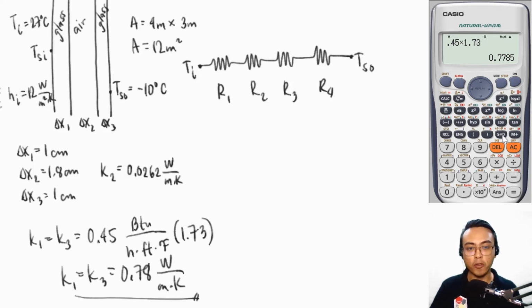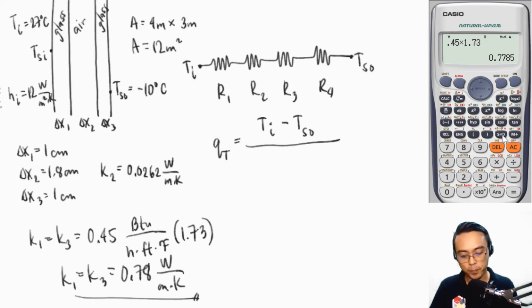If we write our overall rate of heat transfer, that is Q sub T, is equal to inside temperature Ti minus outside surface temperature Tso all over the sum of the resistances. That's R1 plus R2 plus R3 plus R4. Okay? Summation of the resistances. In the problem, we are asked to solve for the inside surface temperature of the glass, that is Tsi. However, we cannot find that value unless we solve for the overall rate of heat transfer. So let's do that first.